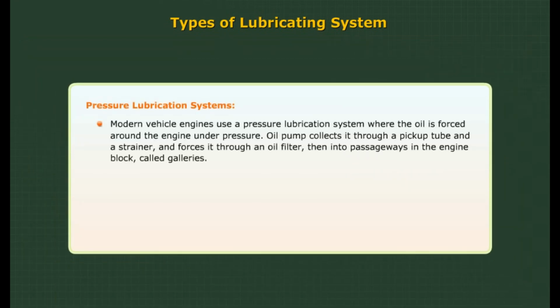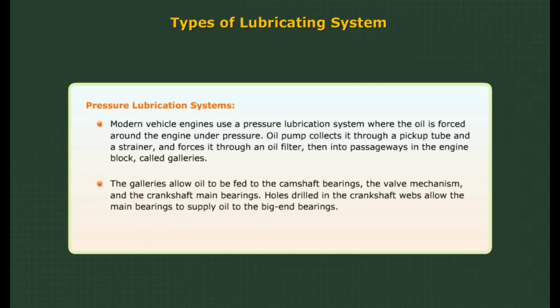Pressure lubrication system. Modern vehicle engines use a pressure lubrication system where the oil is forced around the engine under pressure. The oil pump collects it through a pickup tube and a strainer and forces it through an oil filter and then into passageways in the engine block called galleries. The galleries allow oil to be fed to the camshaft bearings, the valve mechanism, and the crankshaft main bearings. Holes are drilled in the crankshaft webs, allowing the main bearings to supply oil to the big end bearings. After circulating through the engine, the oil falls back to the sump to cool.